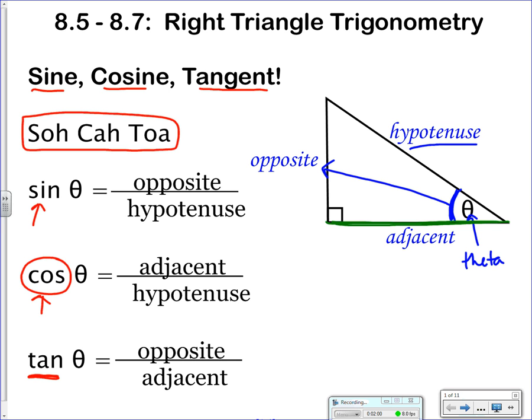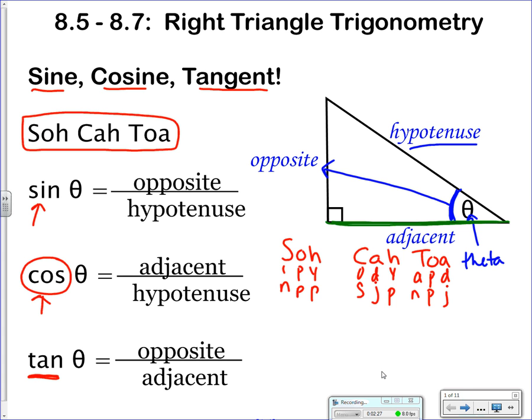And there's an abbreviation that we use. SOHCAHTOA. The sine is the opposite over the hypotenuse. The cosine is the adjacent over the hypotenuse. And the tangent is the opposite over the adjacent. So when I say SOHCAHTOA, it's just an abbreviation to help you remember your sine, cosine, and tangent ratios. And what these are talking about is the ratios of the sides.